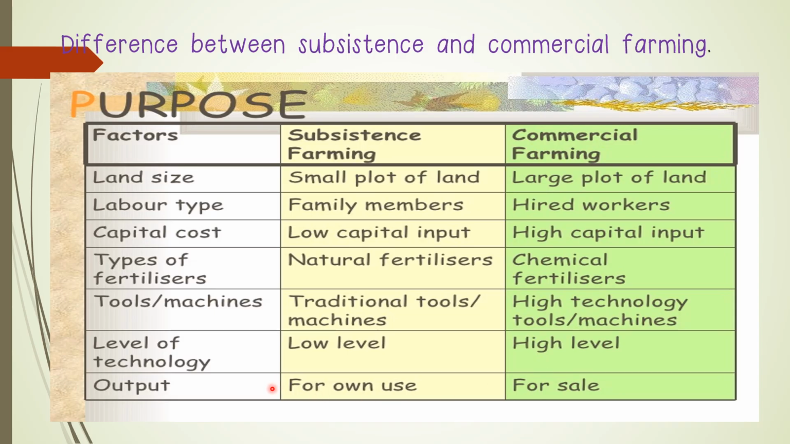Lastly, we have the output. The output for the subsistence farm is for our own use. So the output refers to, in the end, what's going to come out of it. So for the subsistence farm, it's for their own use, it's for themselves to eat. Whereas in a commercial farm, it's for sale. So they are going to sell it to other companies.